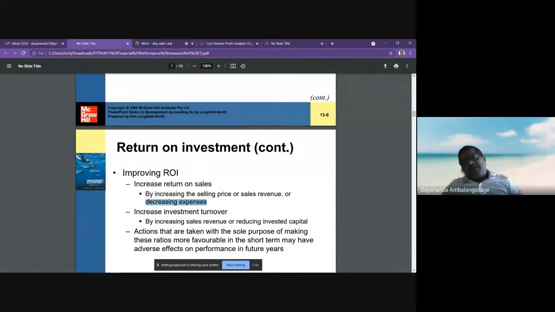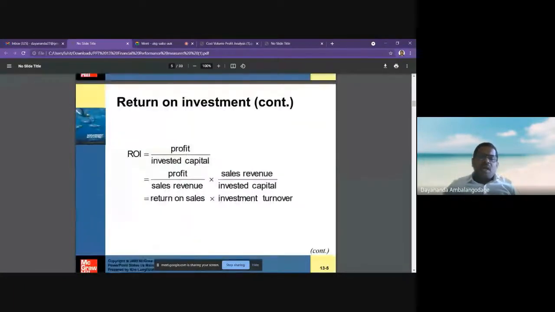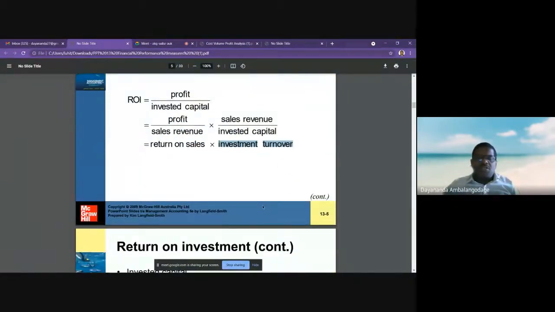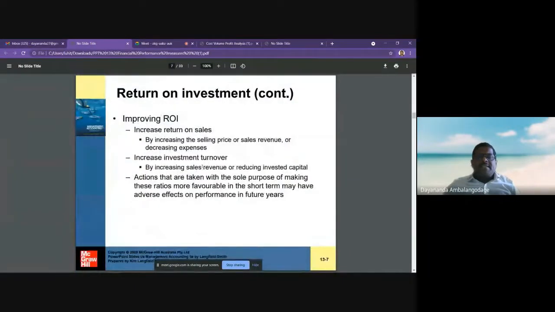So there are two methods, basically two approaches to increase the ROI. One is you increase the return on sales. That is the first one here in this formula. You increase this one and also you increase this one. That's the two approaches. Increasing investment turnover by increasing sales revenue and reducing the invested capital.